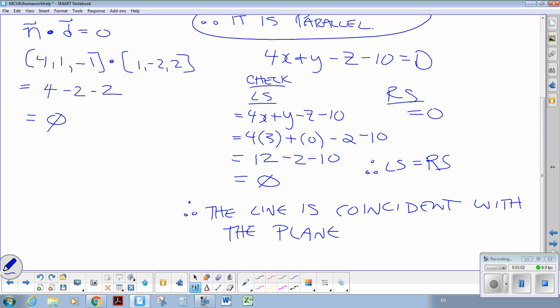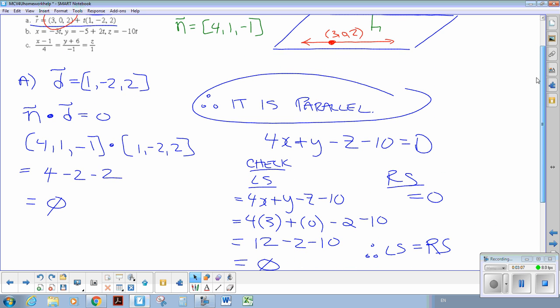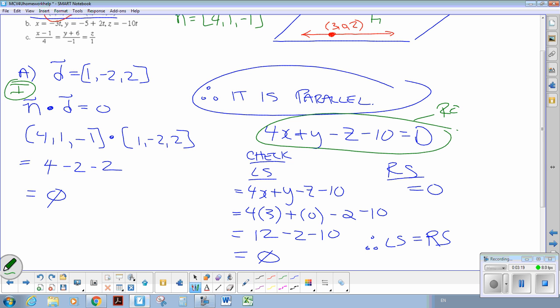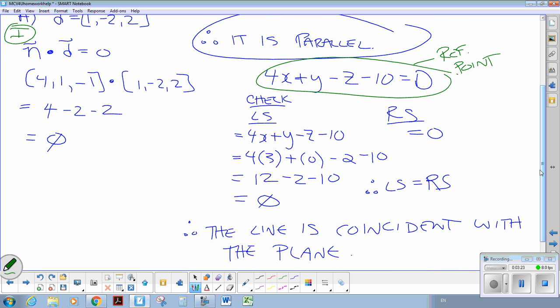When you go through and do this for the other ones, B and C, I'll leave those for you to try on your own. First, you check to see if they are perpendicular, because if the normal and direction vector are perpendicular, that means you have a parallel line. Then you check to see, is my reference point from my line on the plane? If you get down here and it's not equal to 0, if it was 5, you would know the line's parallel but not coincident. If you have any questions with the rest of them, let me know, and I'll see if I can help you out.